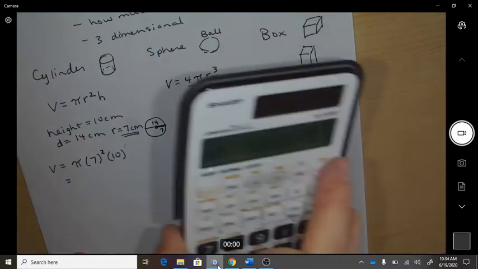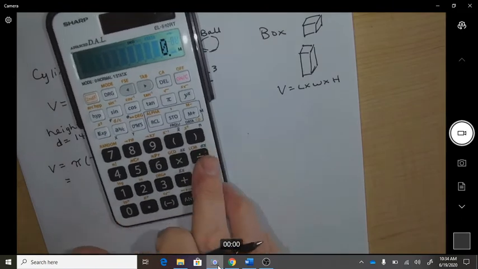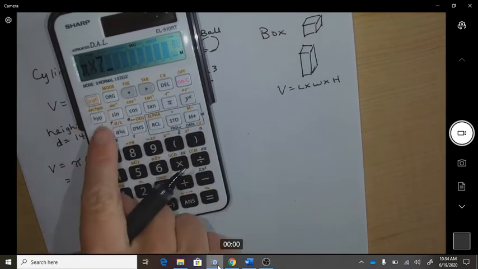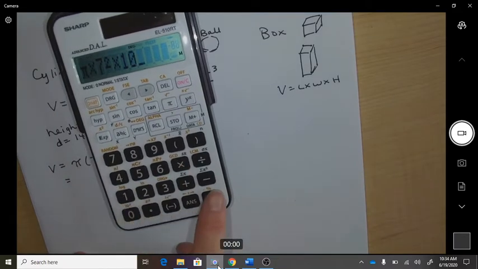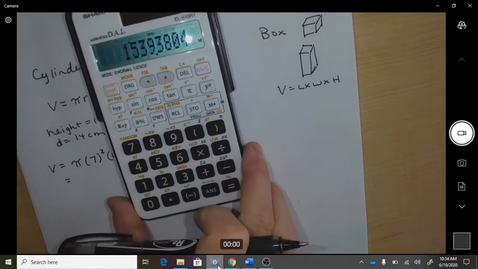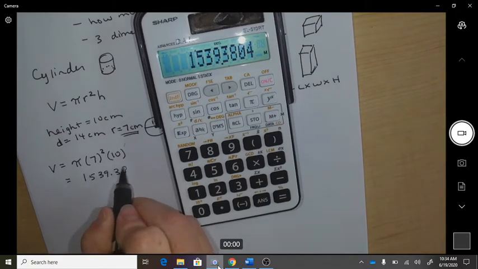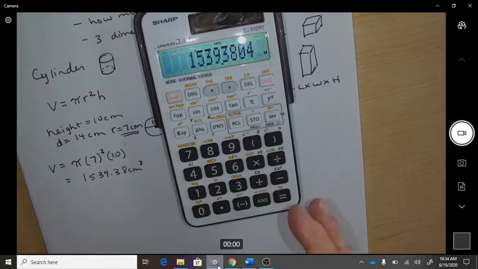So you can just type away in your calculator, finding your pi button. Mine is right here. So pi times 7 squared times 10 equals 1,539.38 centimeters cubed.